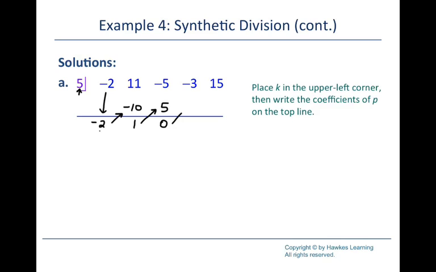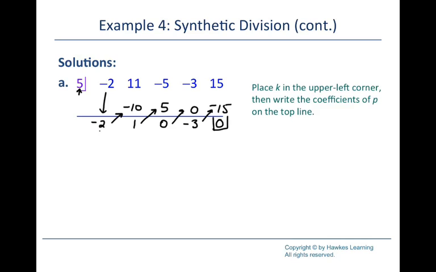0 times 5 is 0. -3 plus 0 is -3. And -3 times 5 is -15. And 15 and -15 is 0. So 5 is a factor of that original polynomial.